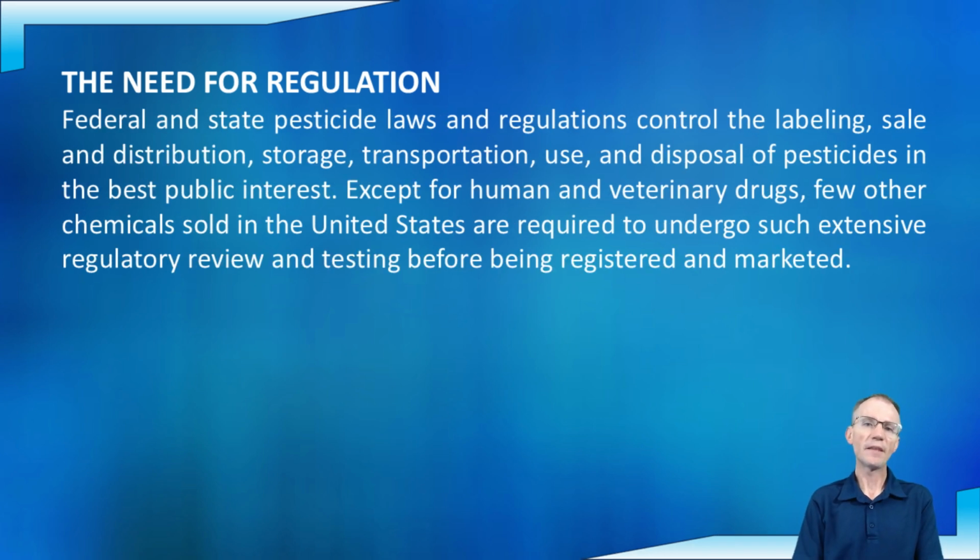Further, when we think about the need for regulation, we need to talk about federal and state pesticide laws and regulations. They control the labeling, sale, and distribution, storage, transportation, use, and disposal of pesticides in the best public interest. Except for human and veterinary drugs, few other chemicals sold in the United States are required to undergo such extensive regulatory review and testing before being registered and marketed.